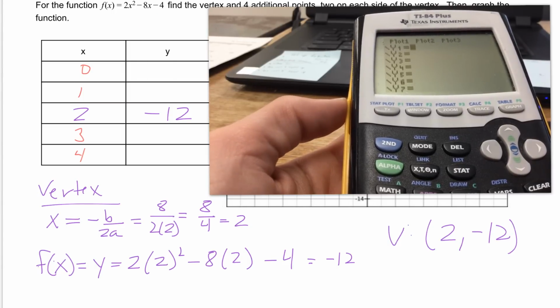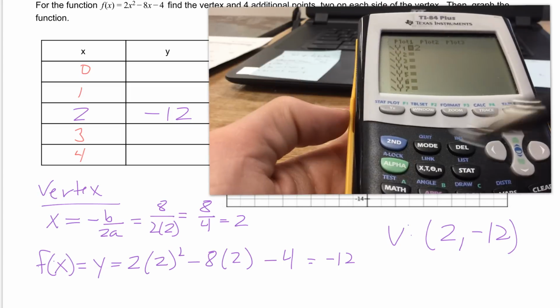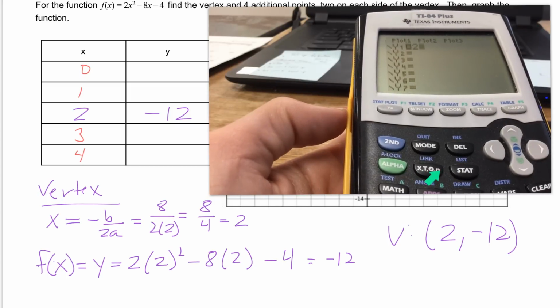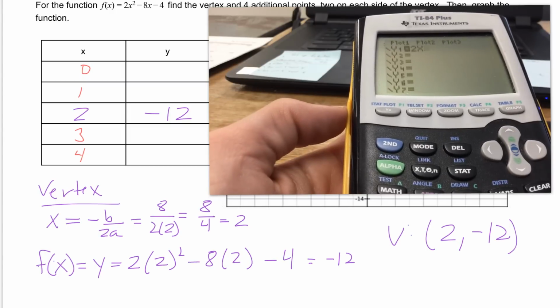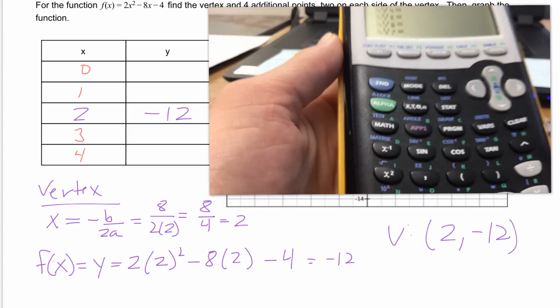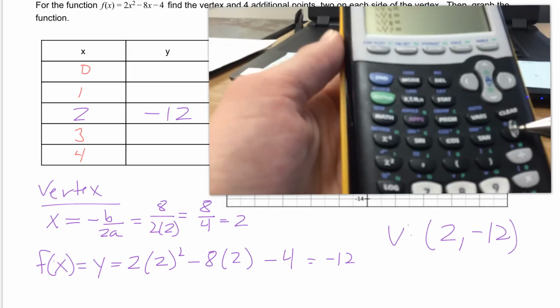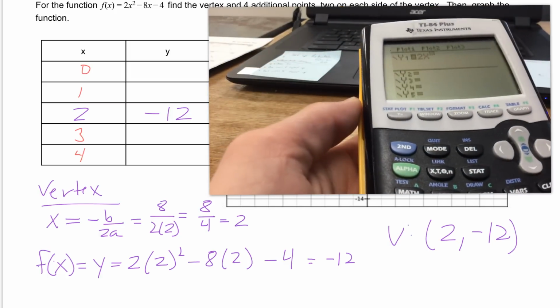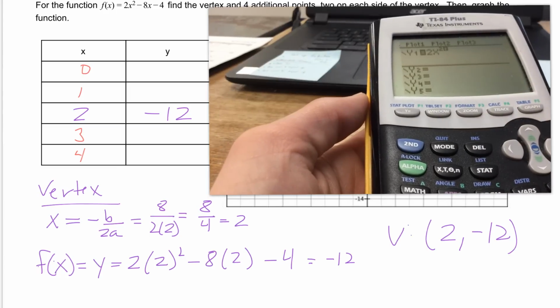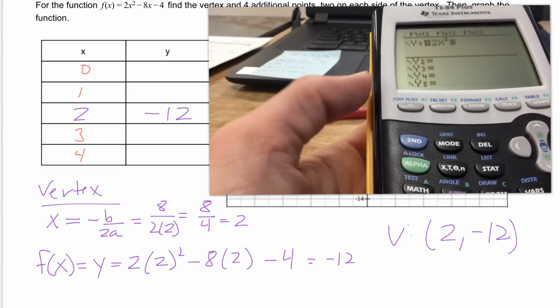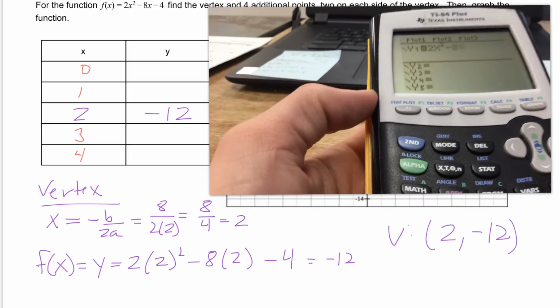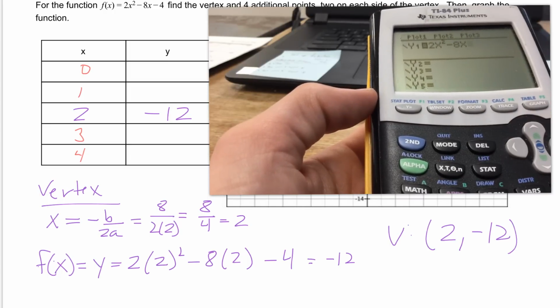So I'm going to type in 2. My x is that number right next to the alpha key, the X,T,theta,n button. And then I'm going to raise it to the second power. My exponent key is right here. So I raise it to the second power. And then make sure you get out of the exponent, hit the right arrow key. Minus 8x and minus 4.